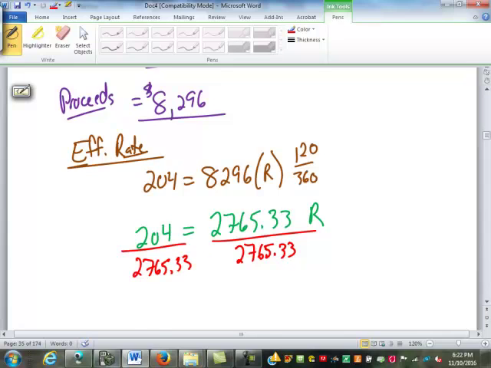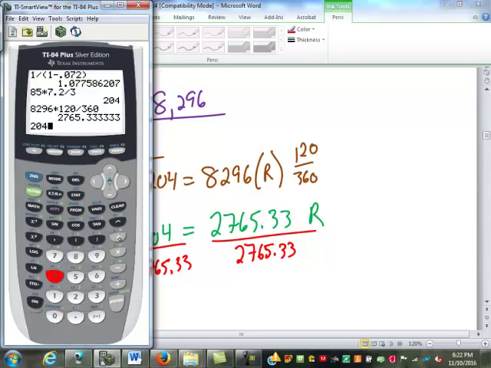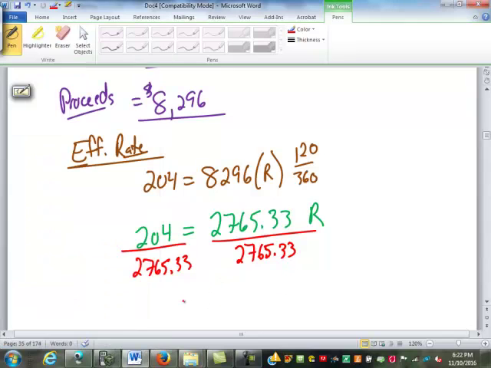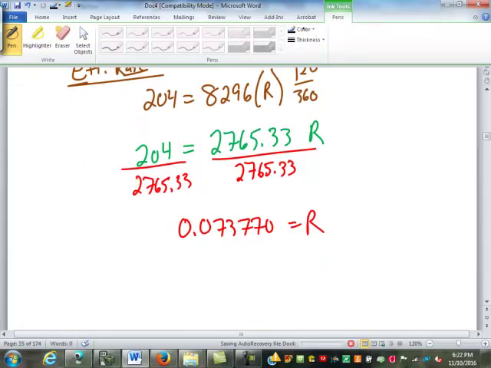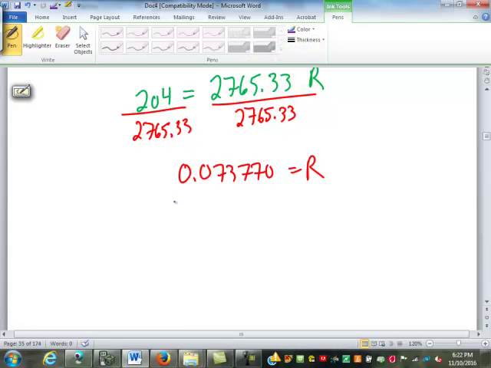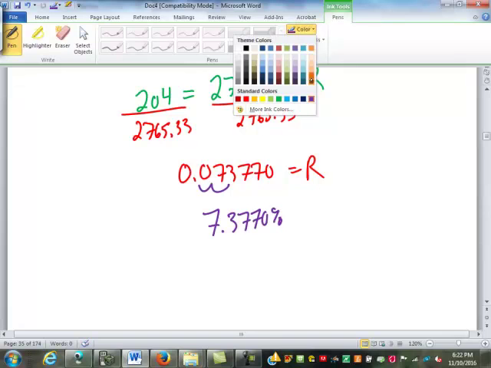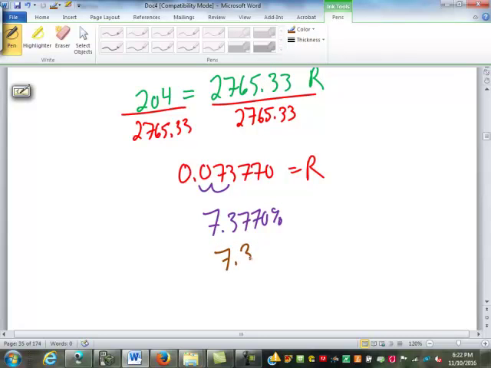Now, to finish it off, I'm going to divide by that. So I have 204 divided by the previous answer. 0.073770. So I move my decimal point over 2 spots. That is 7.3770%. To the nearest hundredth, 7.38%. How many of you had that?